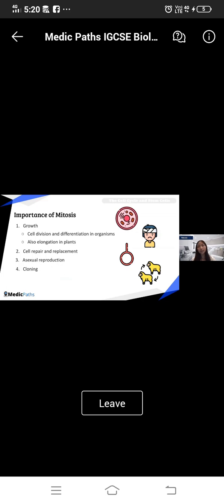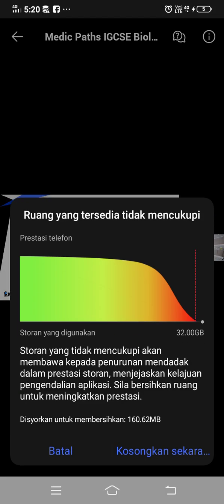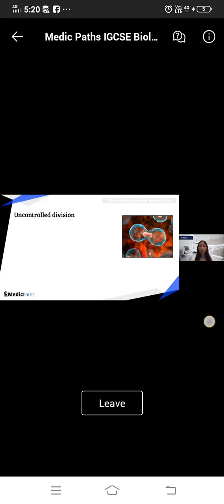Okay. Cloning as well, if you know Dolly the sheep, that was a very famous example of cloning. As you can imagine, remember we said when one parent cell goes through the entire cell cycle, you produce 2 genetically identical cells, which are also genetically identical to the original parent cell, okay? So that's basically what a clone is. It's exactly the same. So now what happens if mitosis goes wrong?